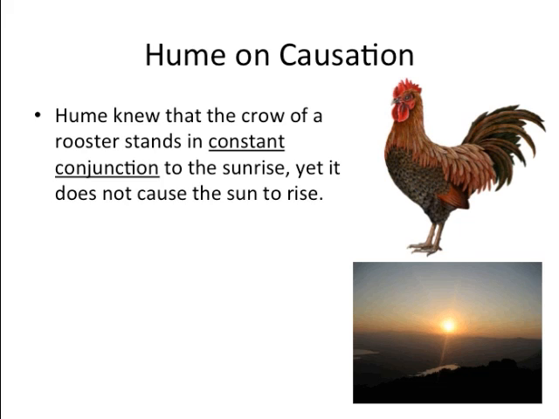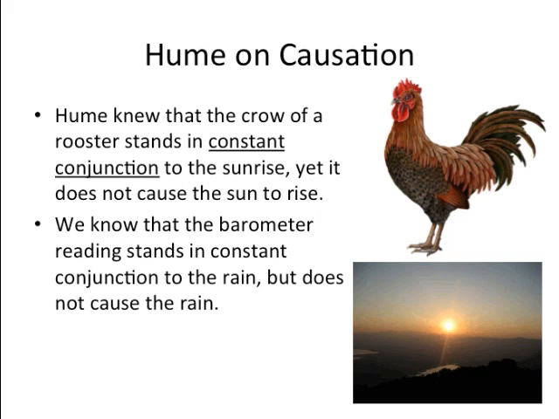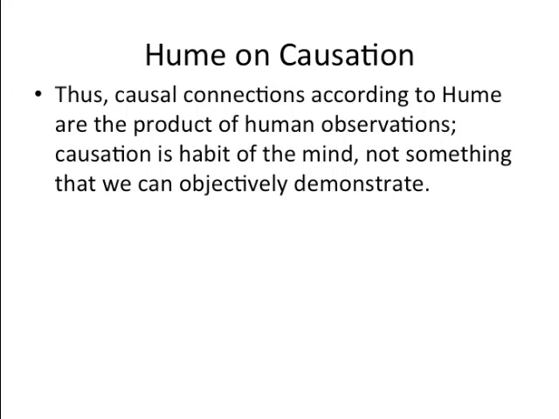When is constant conjunction causal, and when isn't it? To take another example, we know that a falling barometer stands in constant conjunction to impending precipitation, but we also know that the barometric reading doesn't cause it to rain. But how do we know this? Hume proposed an ingenious solution.